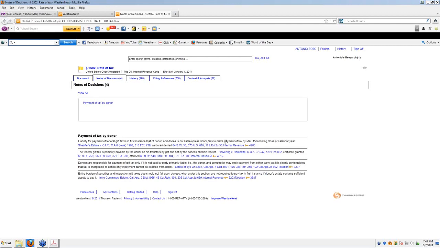See, unless the donor fails to make payment of the tax. If the donor doesn't make the payment, what does that say? Liability for payment of federal gift tax is in the first instance that of the donor, and the donee is not liable unless the donor fails to make payment of the tax by March 15th following the close of the calendar year. So is that Schaefer's Estate versus CIR? That's one of them. So that's the Schaefer Estate case.